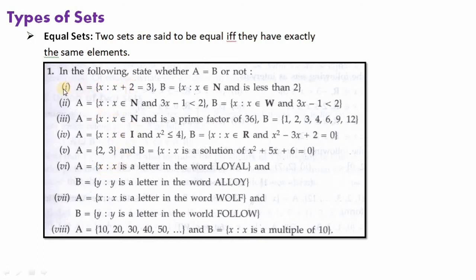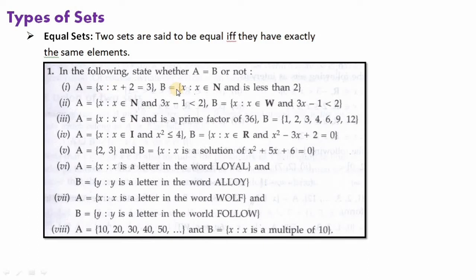For example, number 1: A is given to be this much. Now this is given in set builder form. Let's try to convert this into roster form. Now x is that element which satisfies this particular equation. For example, we have x plus 2 equals 3, means the value of x has to be 3 minus 2, which is 1. So that means A is a set containing element 1, because the value of x is only 1, isn't it? So that's why A is a singleton set.